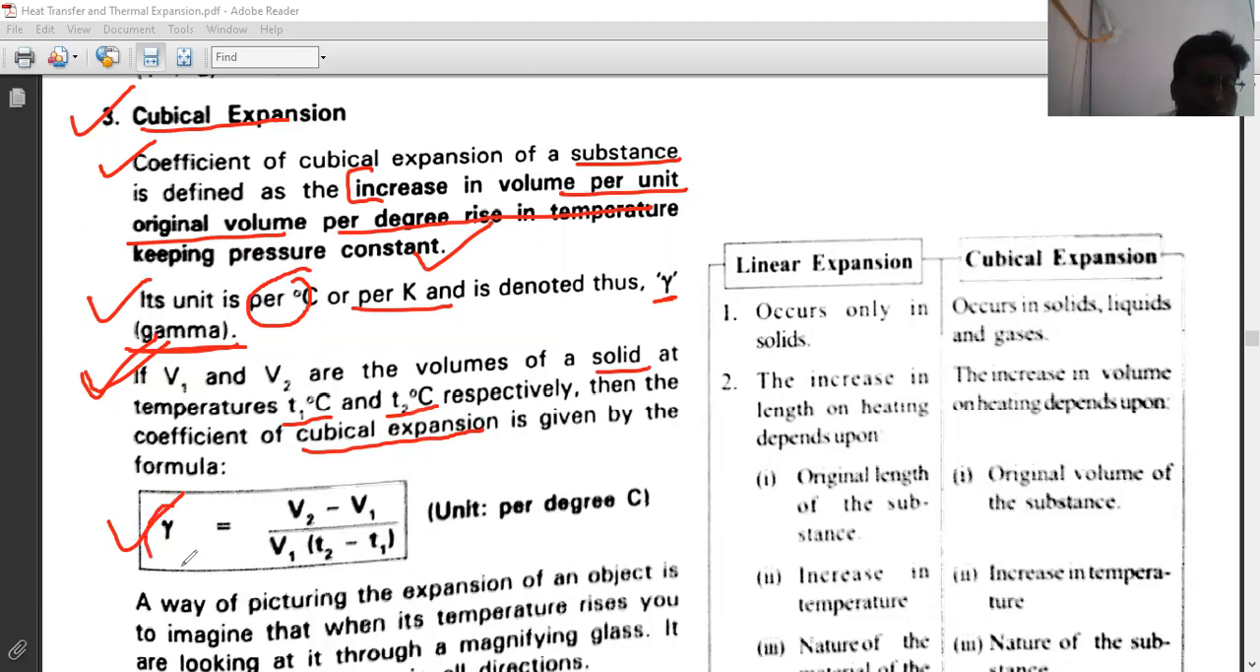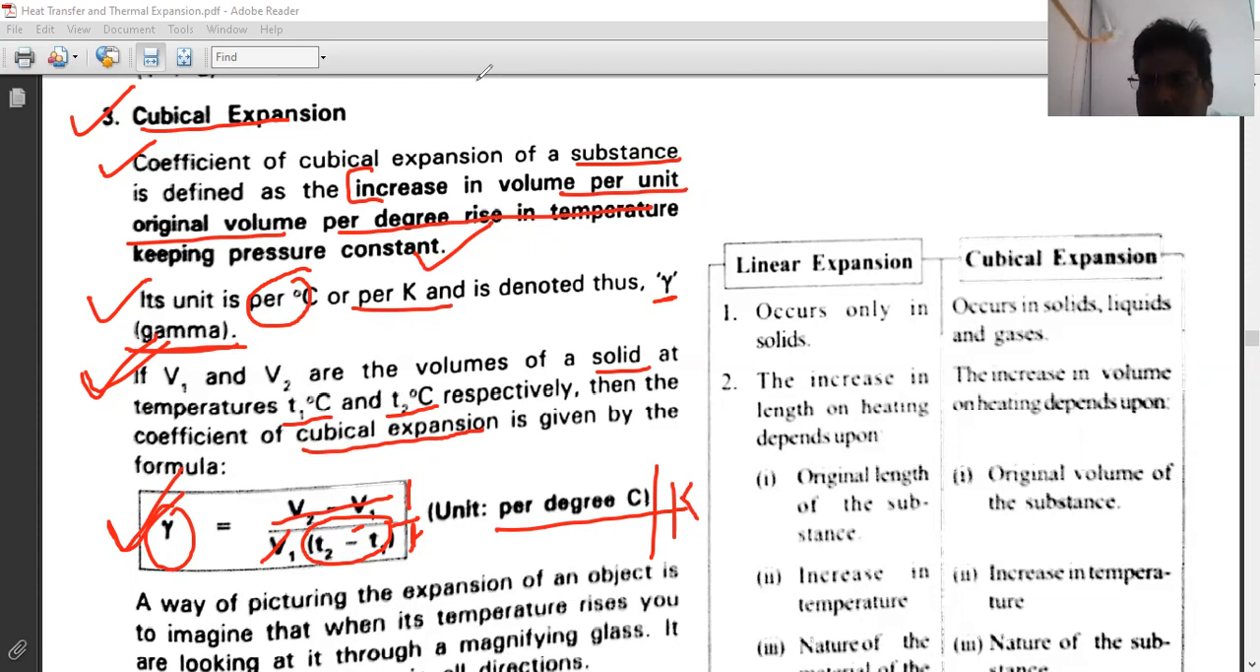So for the unit of gamma, the volume unit will cancel with the volume unit. So the unit will remain for only temperature now. So it is 1 upon T. The temperature unit is per degree Celsius or per Kelvin. So its unit will be only per degree Celsius or per Kelvin, right? In this way we can understand the cubical expansion. So write this one. This will be the formula for cubical expansion. The formula will be gamma equal to (V2 minus V1) by V1 into (T2 minus T1).